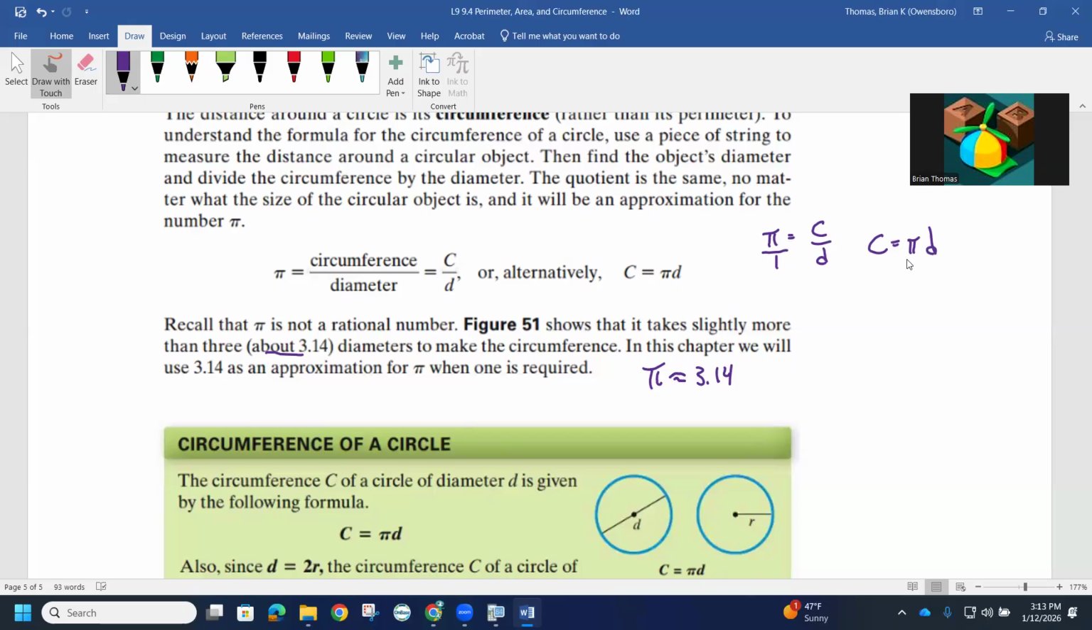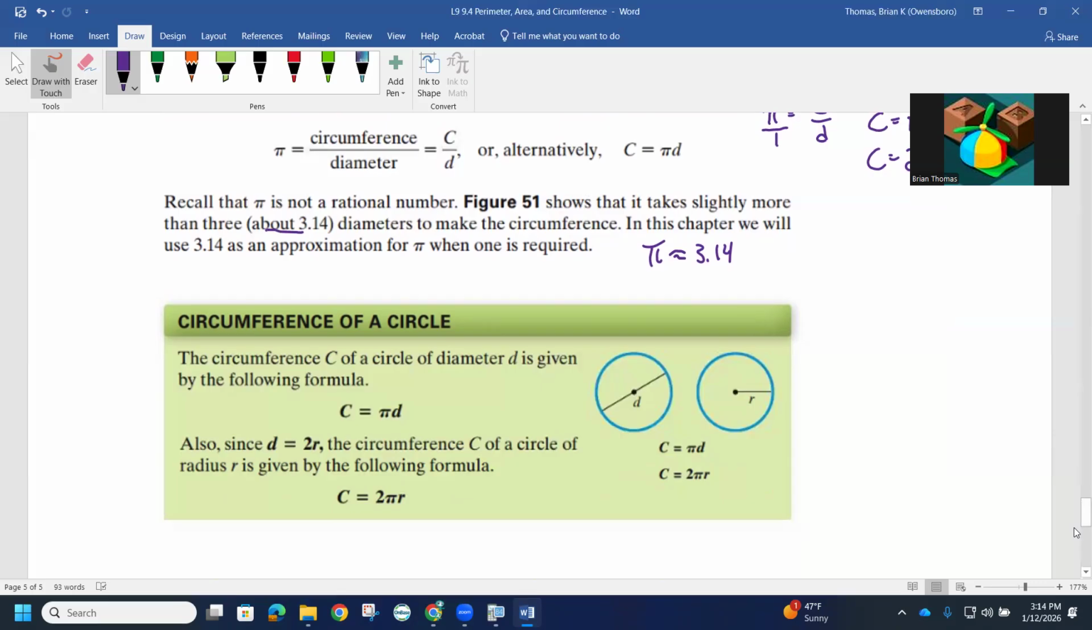But remember, the diameter is also twice the radius. So we can replace the diameter with twice the radius, and a lot of times it's written as 2 pi r. So usually they put the r on the end, so 2 pi times r. Because remember, it's all multiplication, but typically they like to put the number out front first, and then the number pi, and then the radius is usually how you see that written.